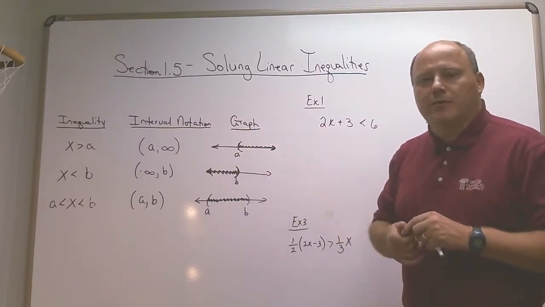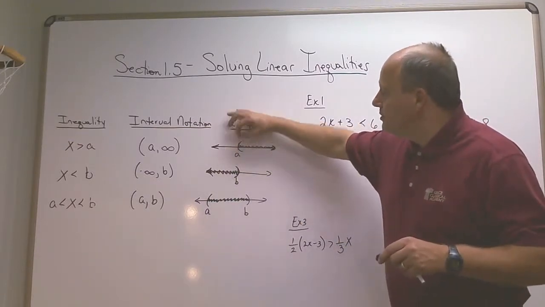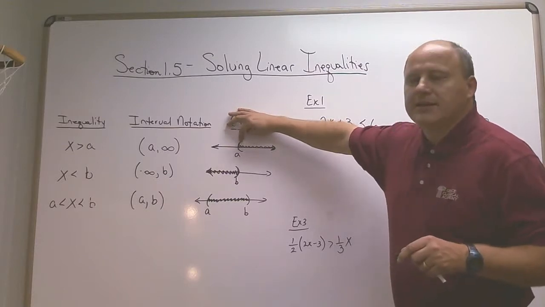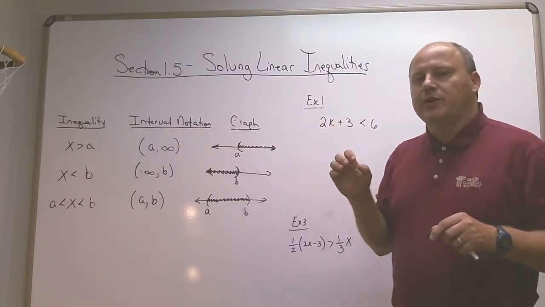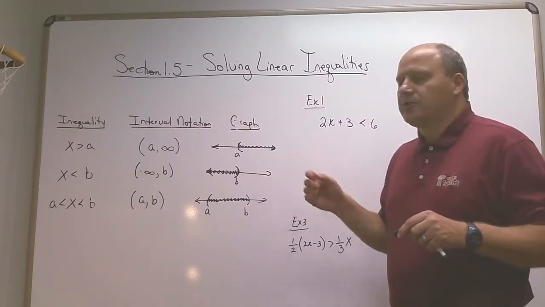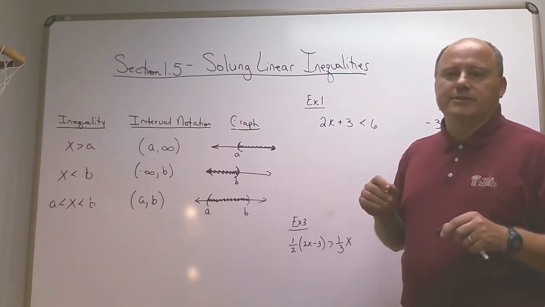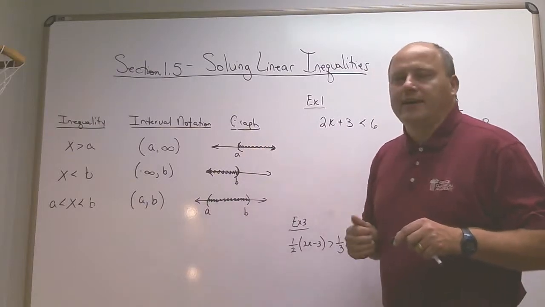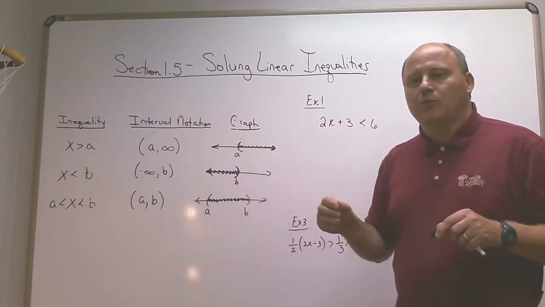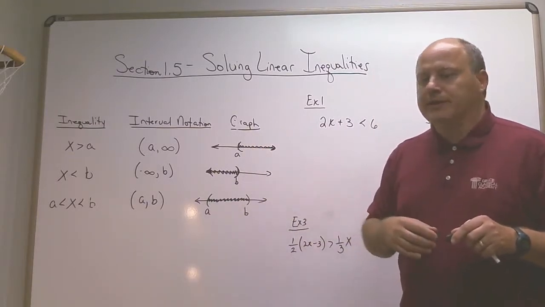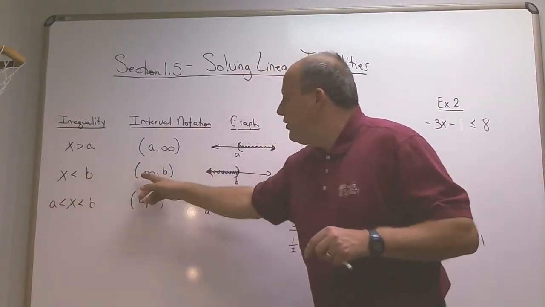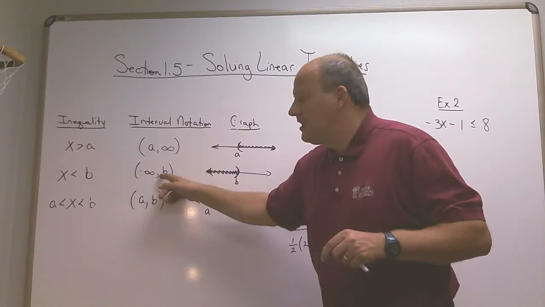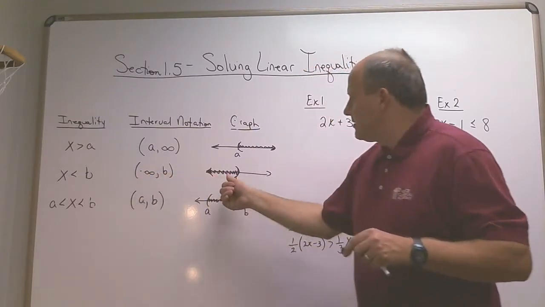Now, some of you are probably used to the open circle, a little circle there instead of the parentheses. This is the new way of doing it. If you want to use the open circle, the way you've always done it, that's okay. You can still use the open circle. Just in my classes, I use the parentheses because that is becoming more standard than what it used to be. When you solve it and get x is less than b, you get negative infinity to b, because it's everything on the left side of b, and it looks like this.